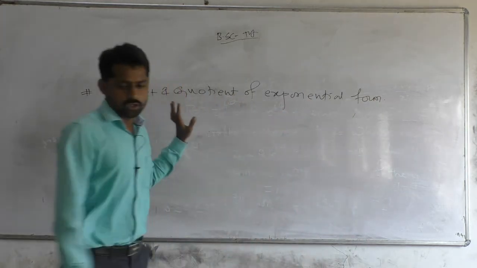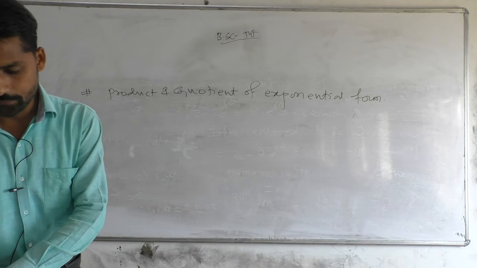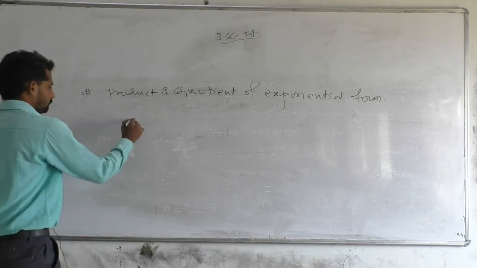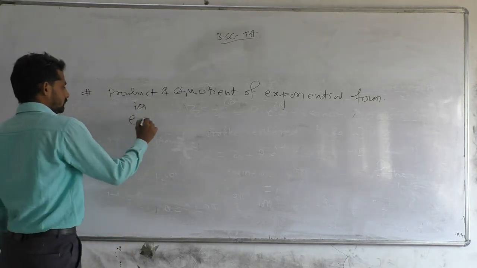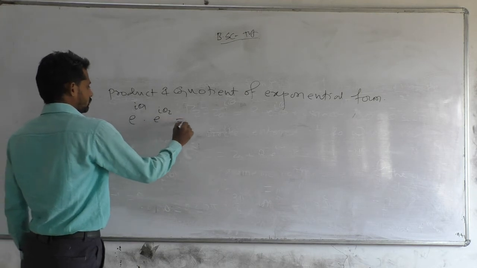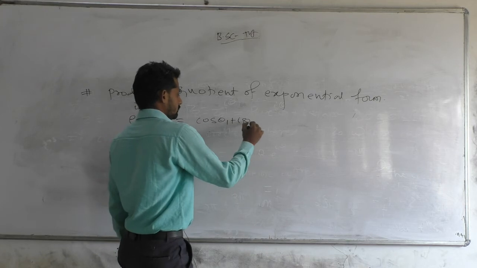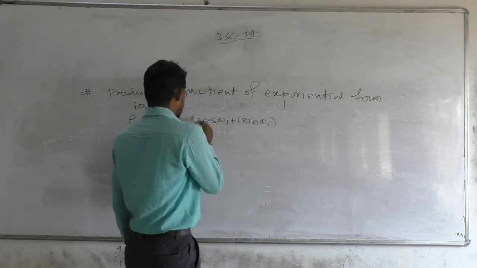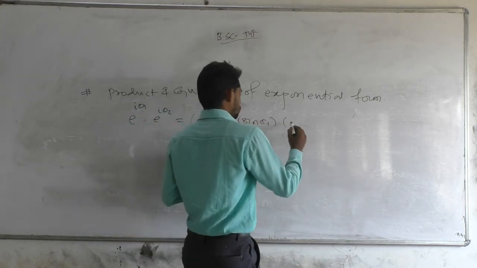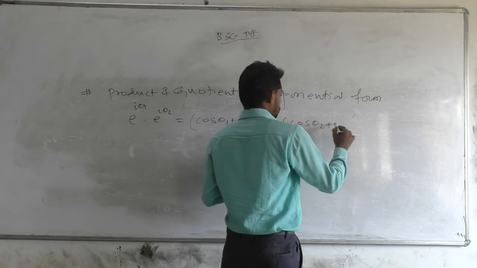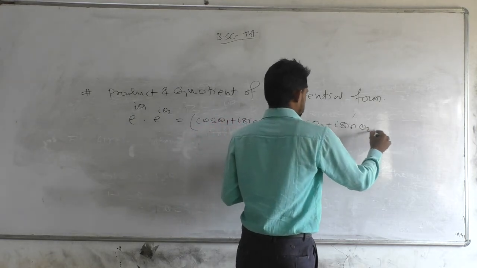Product and quotient of exponential form. So first observe that e raised to i theta 1 into e raised to i theta 2 is equal to: e raised to i theta 1 is cos theta 1 plus i sin theta 1, and e raised to i theta 2 is cos theta 2 plus i sin theta 2.